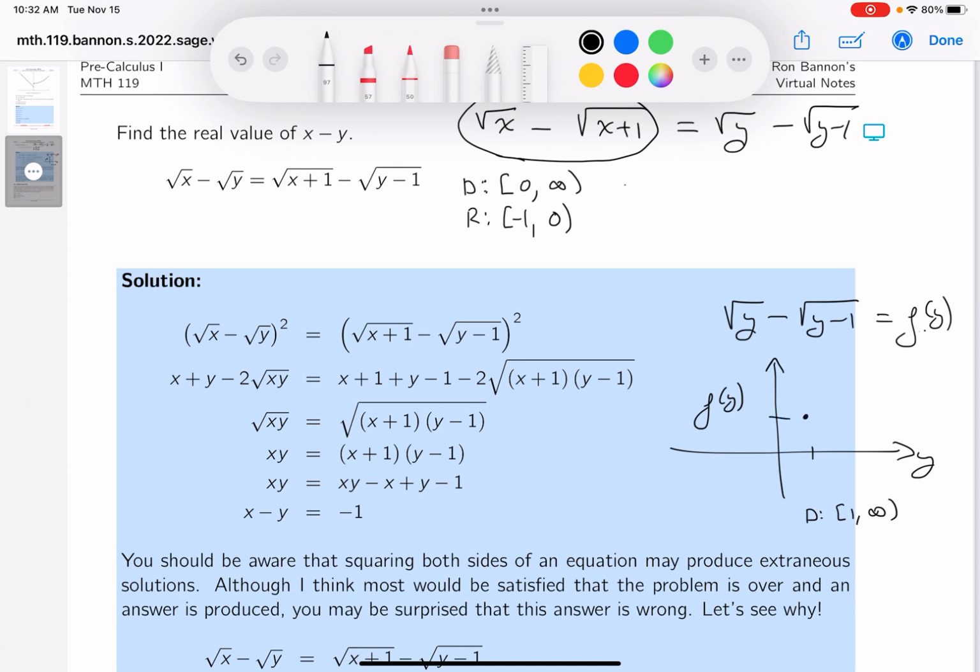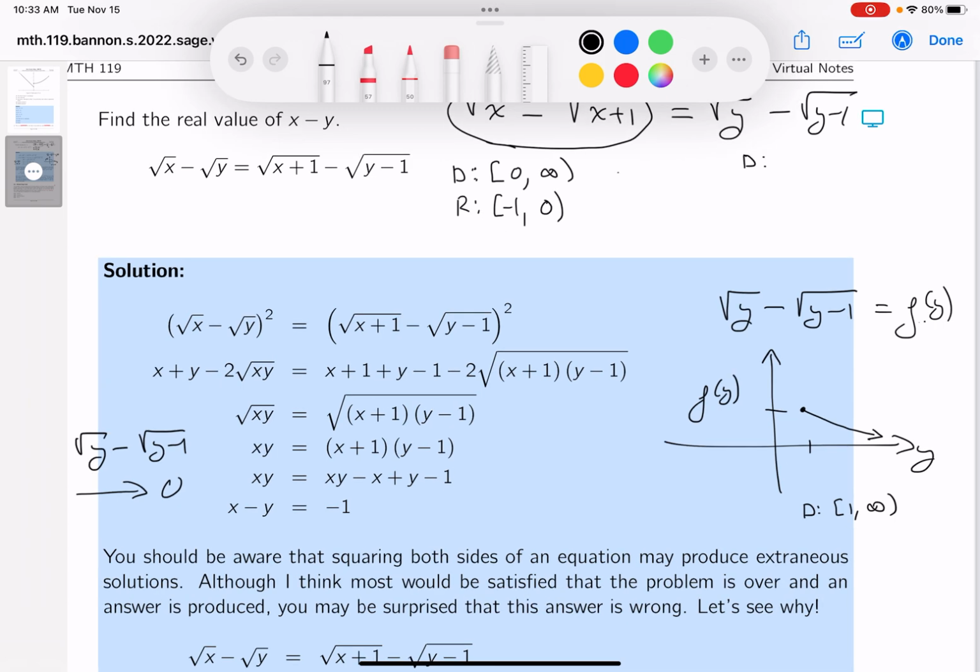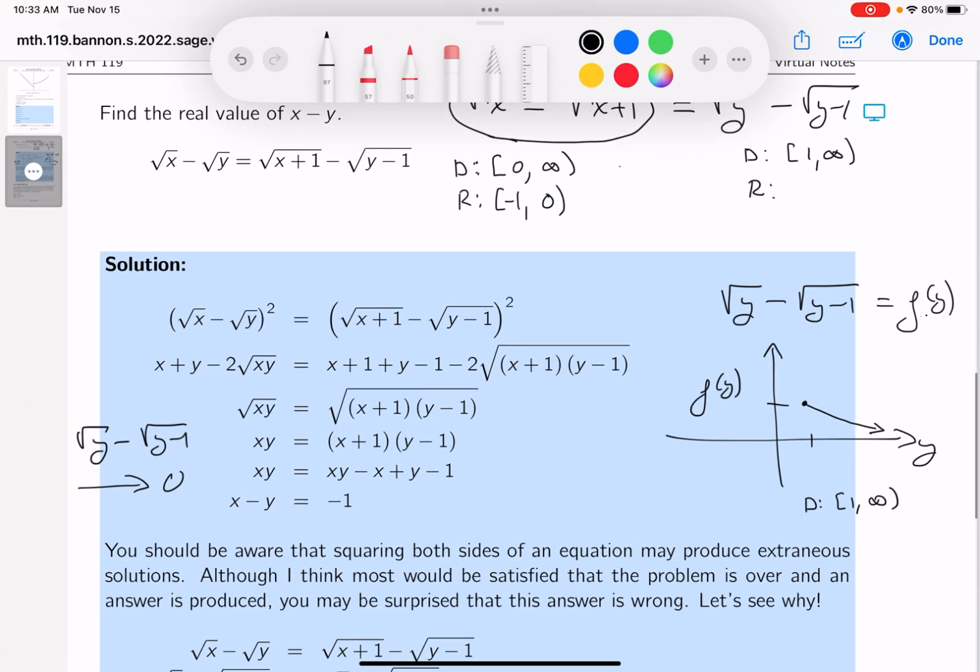Now, what do I know about this? I know that root y minus root y minus 1, as we move towards infinity, this thing's going to go towards 0. So I'm going to say it looks sort of like this over here. All right? So I think I can write the domain down. The domain of this guy over here is 1 to infinity. And the range of this guy over here, looking at it, is at 0, and it goes up to 1, and it touches it, actually.